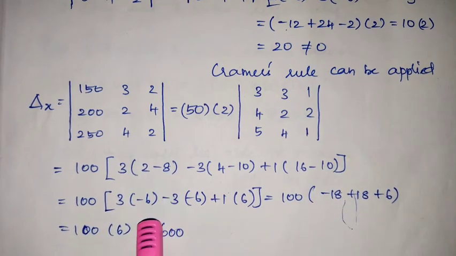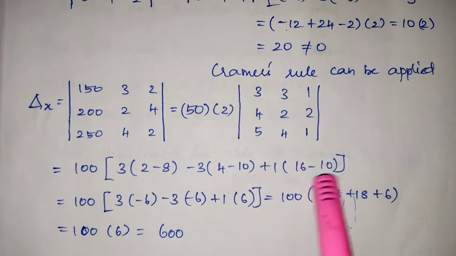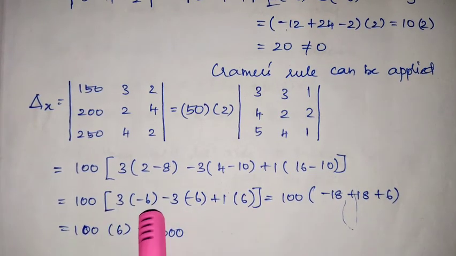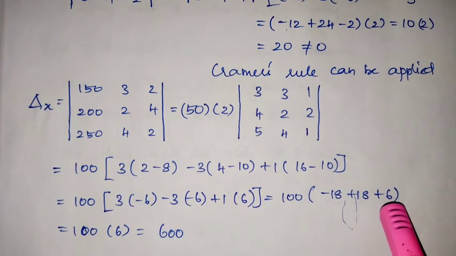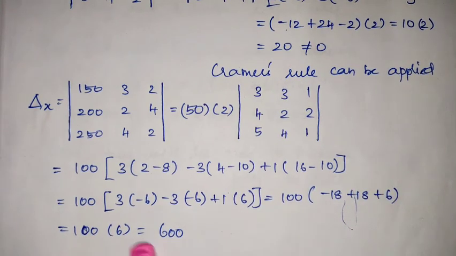So 3, this is minus 6, minus 3 into minus 6, and 1 into 6. So that is equal to 100. This is 3 into minus 6 is minus 18, minus 3 into minus 6 is 18, 1 into 6 is 6. Minus 18 cancel, so 100 into 6 is 600.